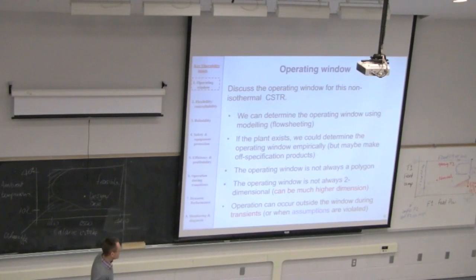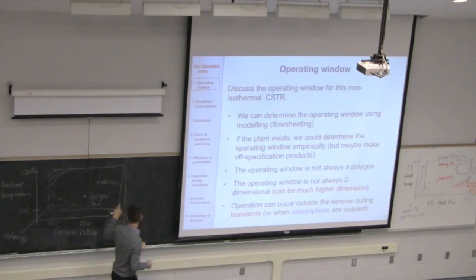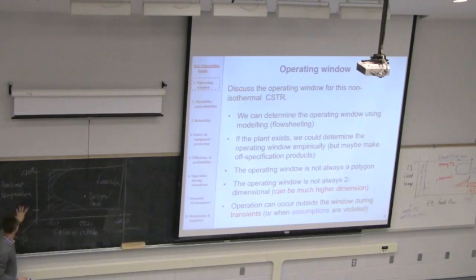And then finally, recognize that it's definitely not two-dimensional. So here in the human body example, we look at calorie intake versus ambient temperature, but I could have a third axis of heartbeat and a fourth axis of physical activity. You can have multiple dimensions on this, but obviously it's not visualized.